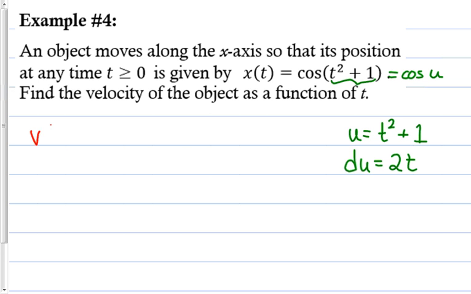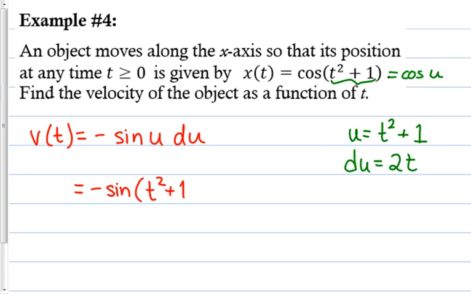Velocity function is the derivative. So derive cosine u. You get negative sine of u du. I already figured out what my du was. I know what my u is. I'm going to plug them in. So negative sine u is t squared plus 1. And then du is 2t. The only thing I would do here is move the 2t to the front. So negative 2t. And then sine t squared plus 1. And that's it.